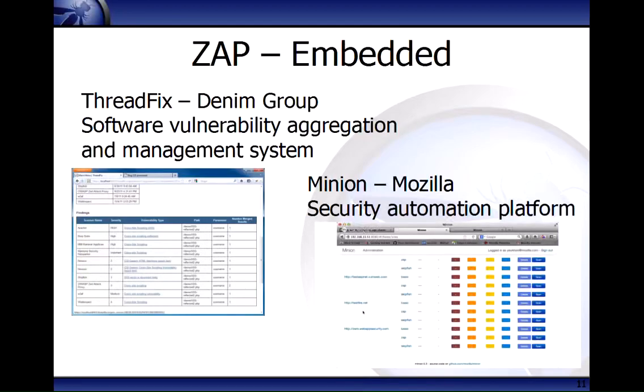Also, I want to quickly mention embedding Zap in a larger program. There are quite a few tools doing this. A couple I want to mention are ThreadFix from the Denim Group and Minion from Mozilla. They're similar tools. At the moment, I think ThreadFix is more aimed at the security team, whereas Minion's more aimed directly at developers. But I think ThreadFix are moving more towards developers as well. Both of these tools drive tools like Zap and other tools, and then they correlate the results and show trending and stuff like that. So these are really good ways of doing that, but there are other tools doing this as well.